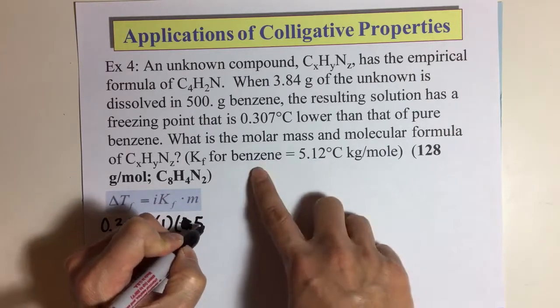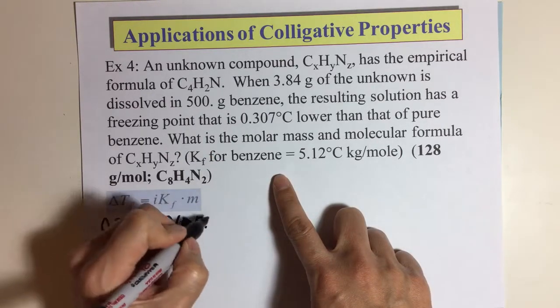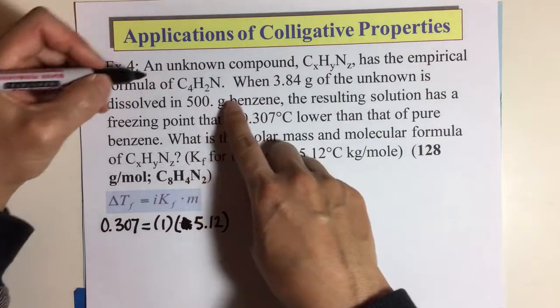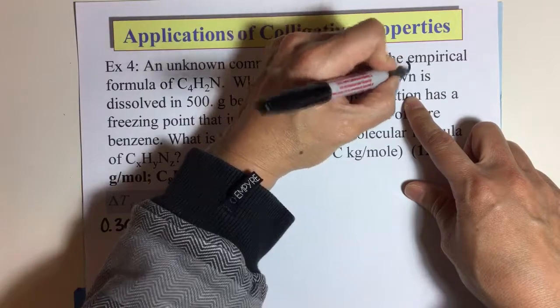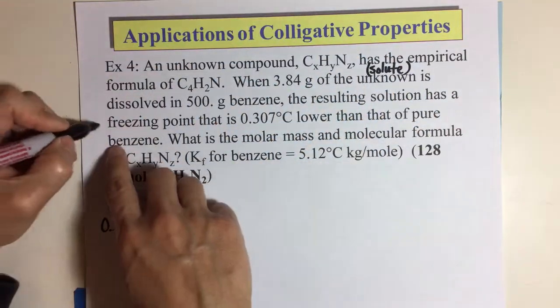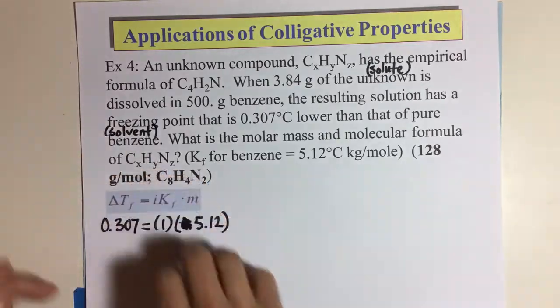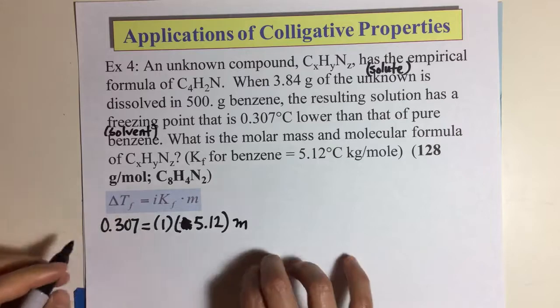But this is benzene. Benzene is the solvent. So 5.12. So again, it's good to identify what your solute is. So my unknown is my solute, and my solvent is benzene. And then molality is what you're trying to find.